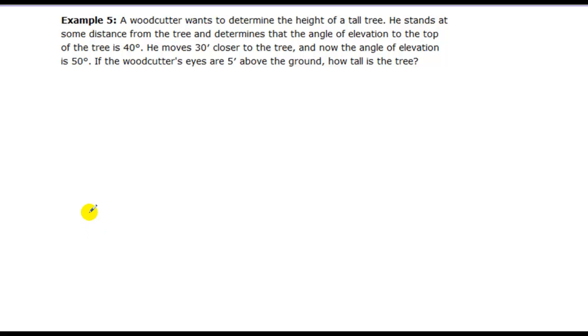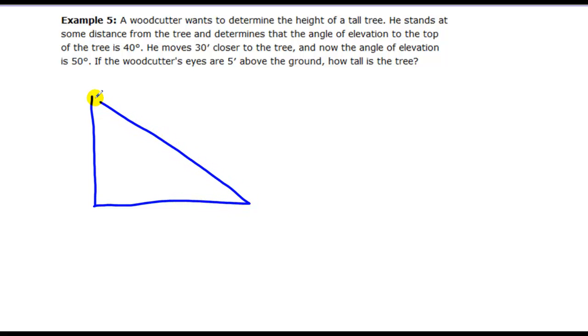So we've got a woodcutter who wants to try to find the height of a tree. He stands a distance from the tree and measures the angle of elevation to be 40 degrees. Then he moves 30 feet closer, looks up again, and finds that the angle of elevation is now 50 degrees. And we want to find out the height of the tree.